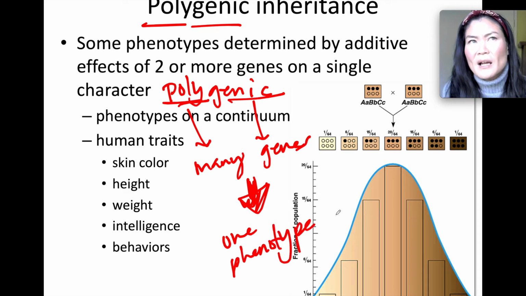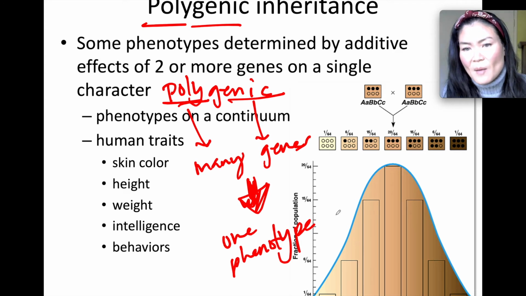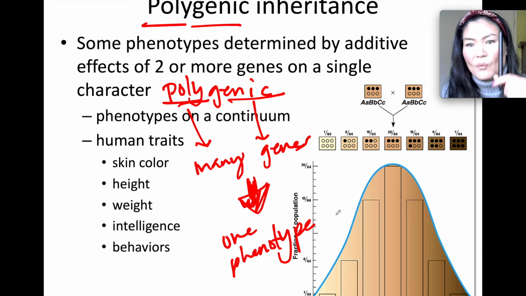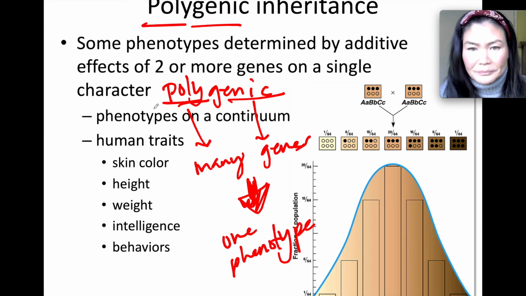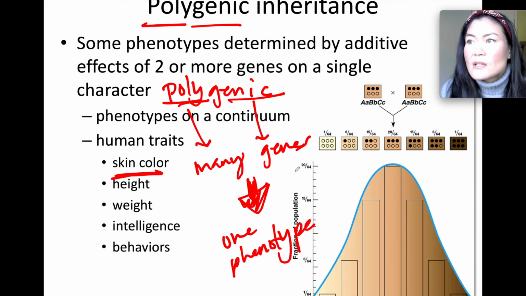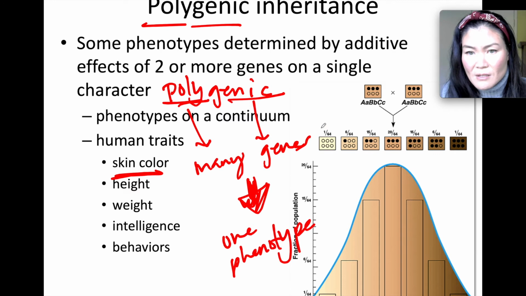You know how we said pleiotropy is where you have one gene, many effects? Well, this one is kind of the opposite. It's many genes, one phenotype, one effect, okay? So for example, skin color. Skin color is due to multiple genes.